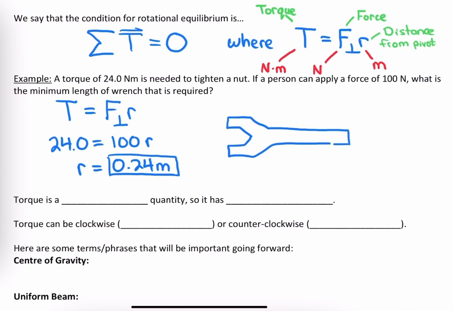Okay, so here's my wrench, and I've got a nut in here that I'm trying to loosen or trying to tighten. Well, in order to loosen or tighten this, I need a torque, which means I need to apply a force to the wrench. And to do that, most of us would probably apply a force over here.